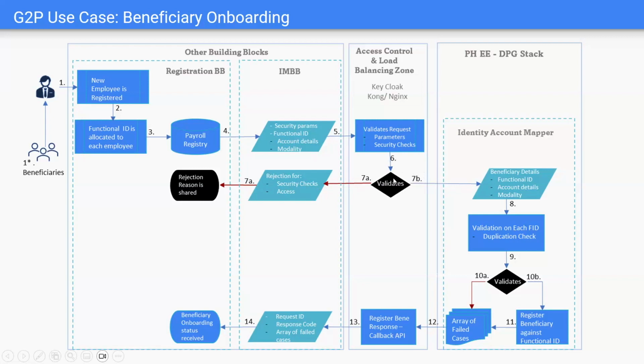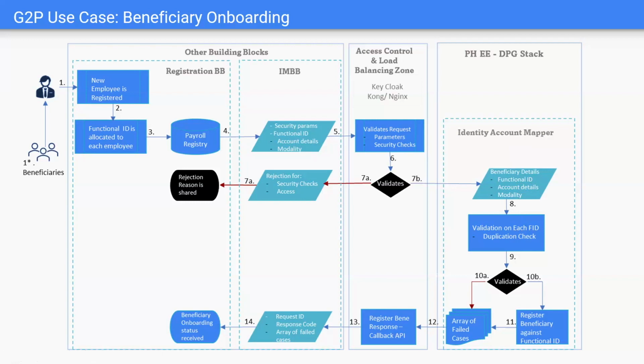Let's say the request is validated and goes to the payment hub. In the payment hub specifically, this request lands in the category of the identity account mapper. It falls under the jurisdiction of this service, so to speak. The identity account mapper receives the information and performs some validation. For example, the basic validation it performs is to check whether this functional ID is unique, so that it cannot be duplicated.